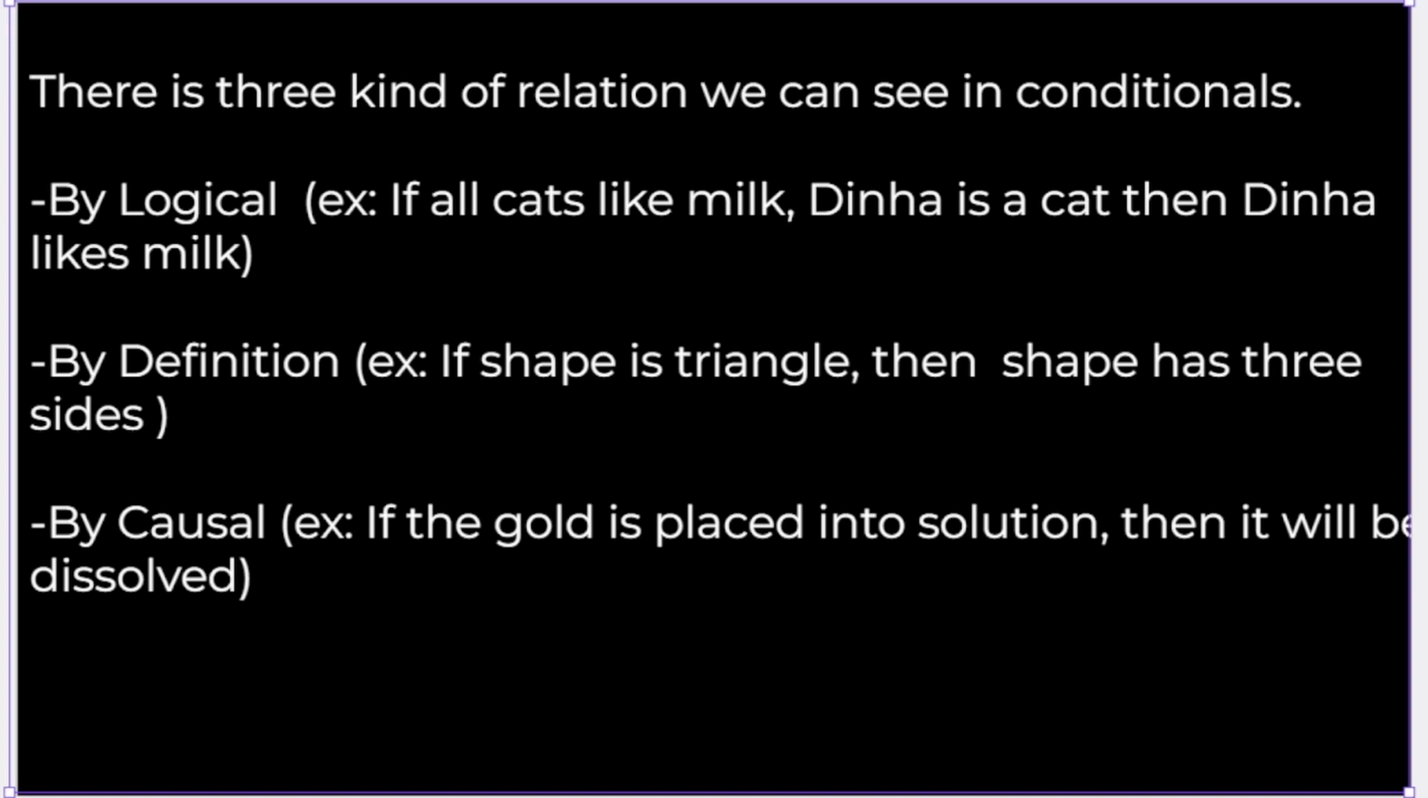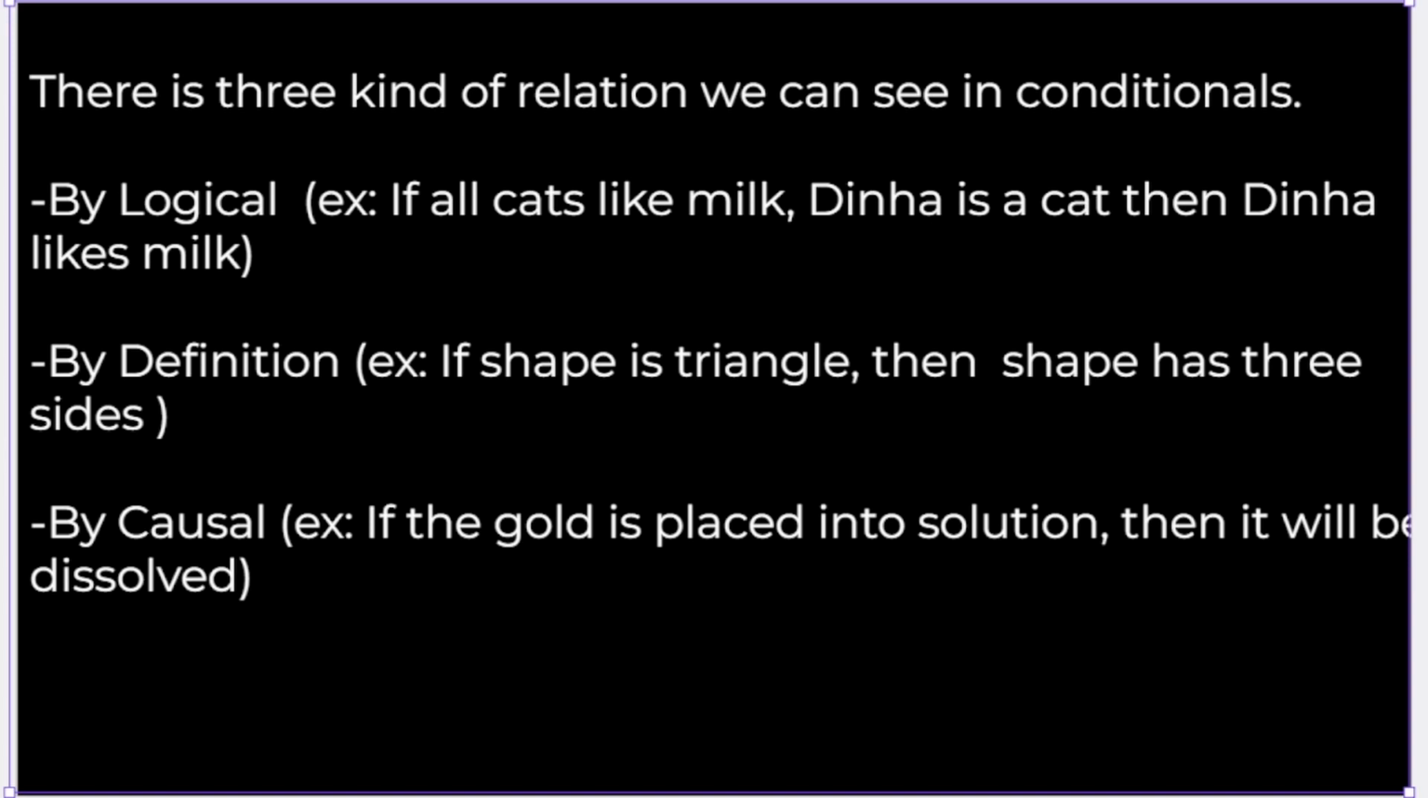Now, what is by definition? The second kind of relationship that holds between the antecedent and consequent is by definition. So if a shape is a triangle, then the shape has three sides. Here the consequent follows from the very definition of its antecedent, which is triangle. Because the definition of triangle decides whether the shape is going to have three sides or not, it's definitional.